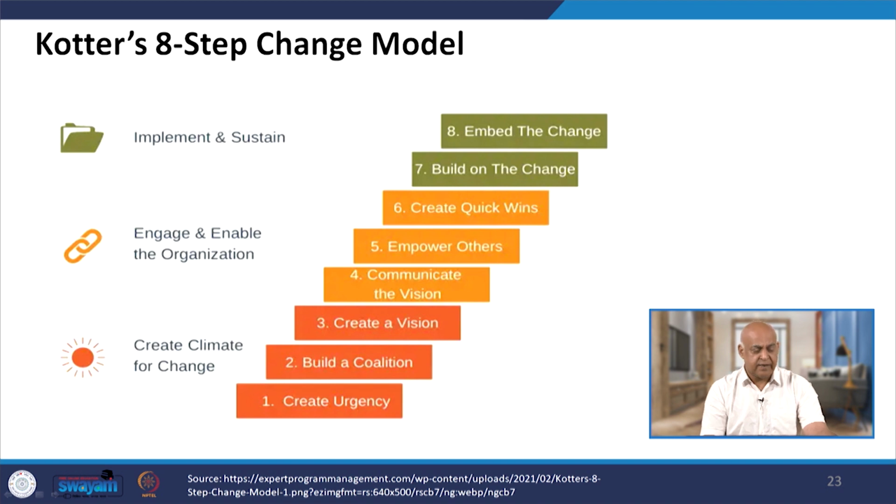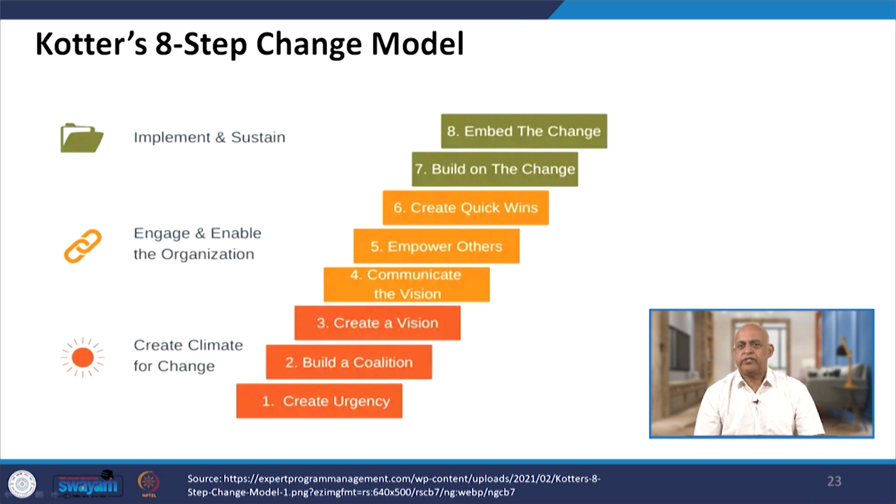Now, Kotter's 8-step change model is basically divided into 3 phases: create the climate for change, engage and enable the organization, and implement and sustain. When you are creating the climate for change, first and foremost you have to create urgency. When you create urgency, people will understand that there is a need for change.